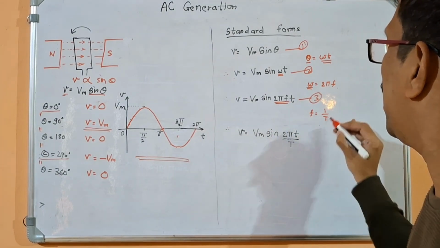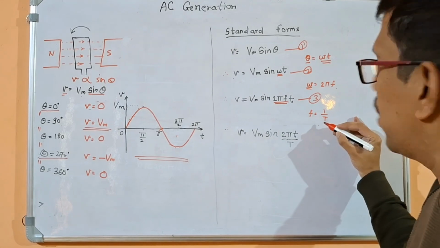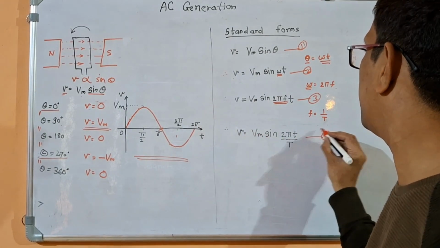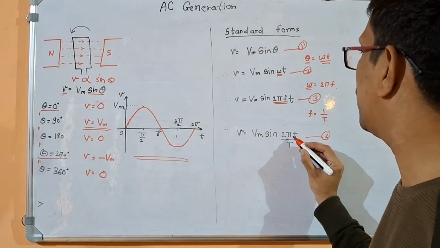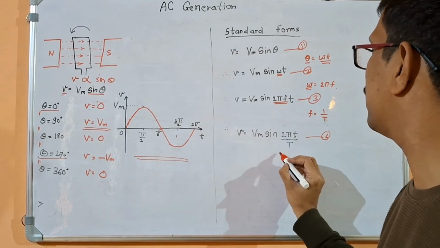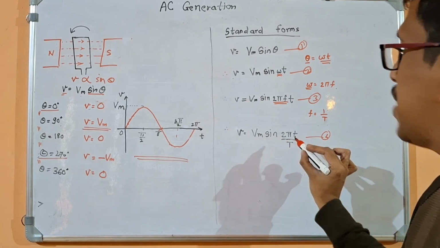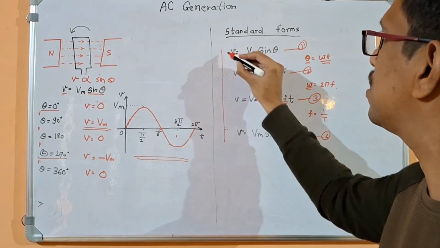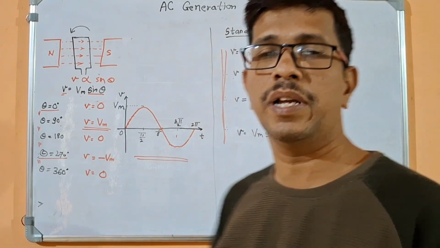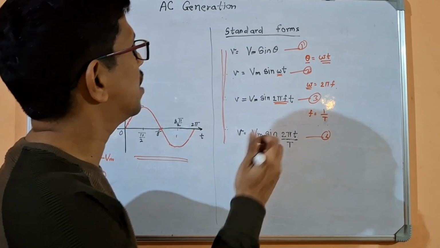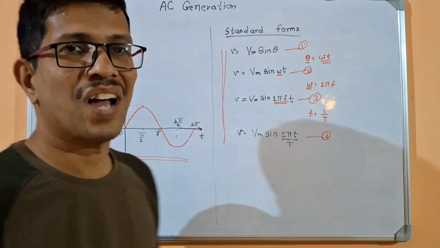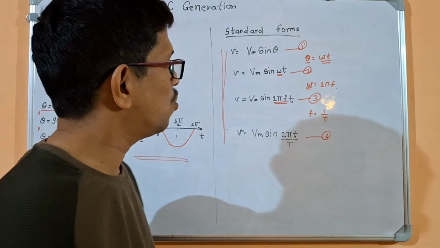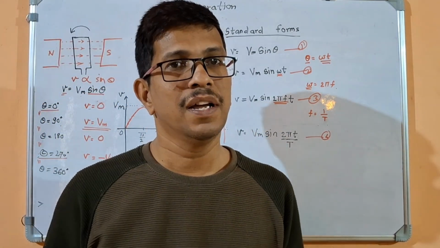But what is f now? F is the reciprocal of the time period. So f can be replaced by 1 by T, and therefore in the fourth equation the frequency is replaced with 1 by T, and the fourth equation becomes V is equal to Vm sin 2 pi t divided by T. So these are the four standard equations we have to use while solving numericals. Similarly, for current you can write I is equal to Im sin theta, I is equal to Im sin omega t, I is equal to Im sin 2 pi f t, and I is equal to Im sin 2 pi small t upon capital T.